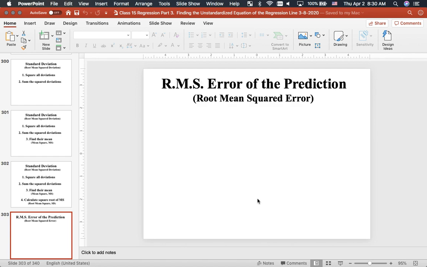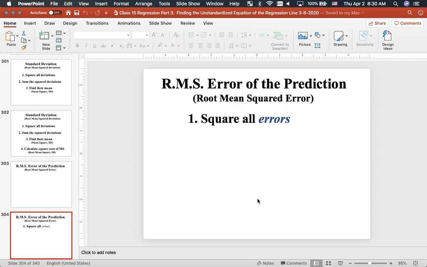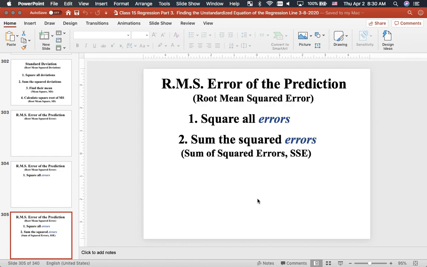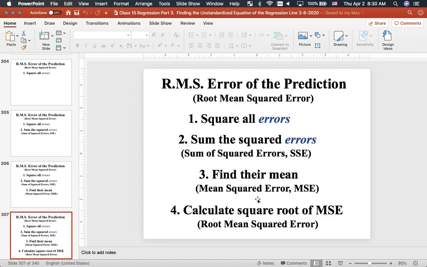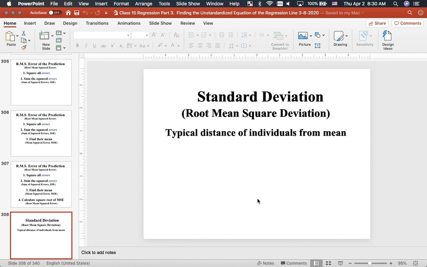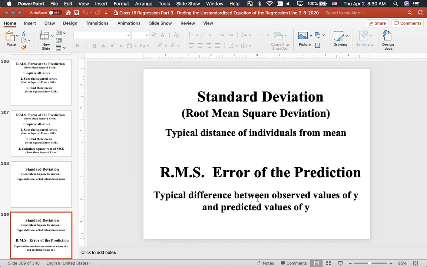So let's think about it in the sense of errors. So RMS error of prediction. We square all of our errors. We sum the squared errors, called SSE, and then we can find their mean. So mean squared error. And then as we take the square root of it, we get our root mean squared error. And this just gives us, the SD gives us, the typical distance of an individual from the mean. So we can think of RMS error of prediction as the typical difference between observed values of y and the predicted values of y.